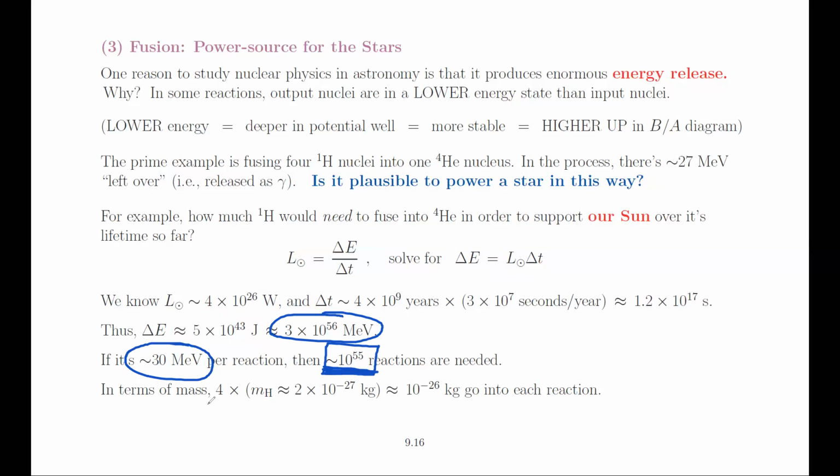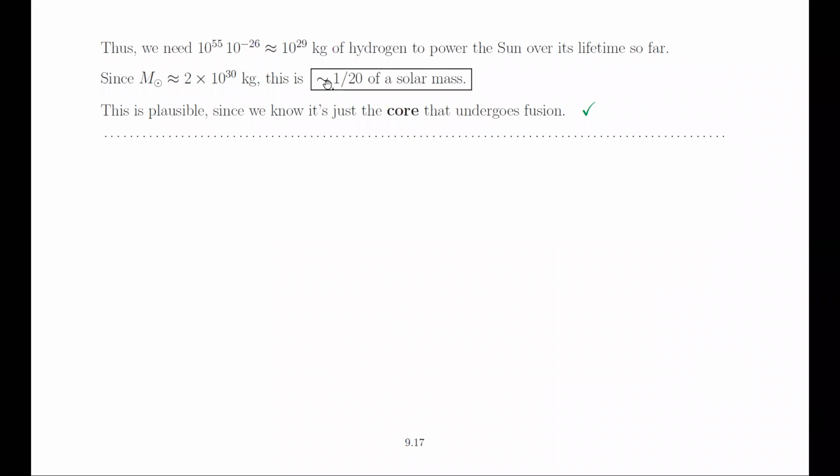Now we can look at mass, right? One of these reactions involves 4 protons turning into a helium, so it involves converting 10^-26 kilograms of solar material. Processing that amount of mass is one reaction. Well, now we have a number of reactions, and now we have the mass per reaction, and we can multiply those. And when we do that, we get 10^29 kilograms of hydrogen. That's what needs to have been converted from hydrogen to helium so far in its lifetime.